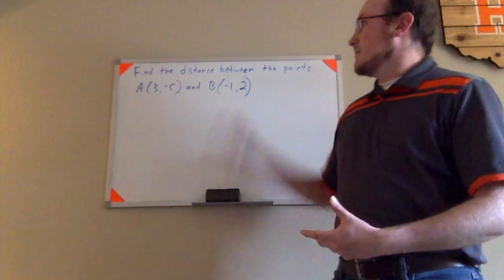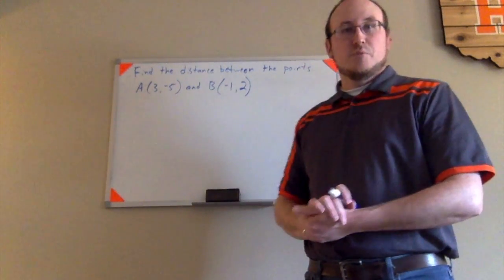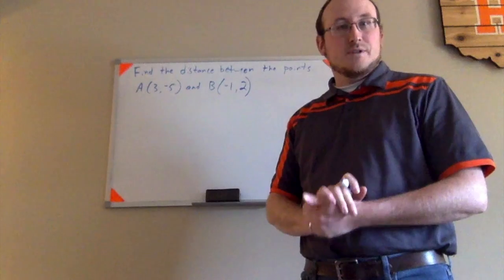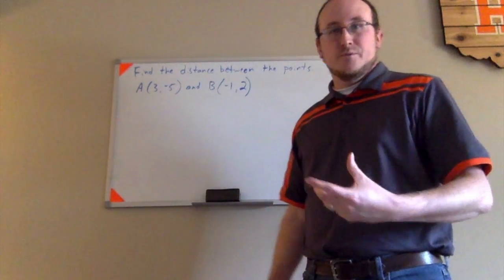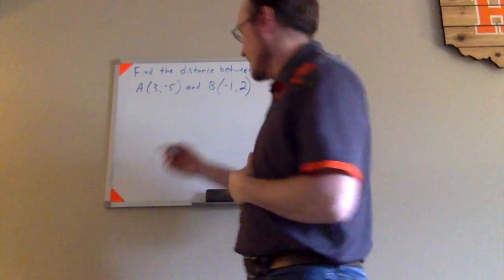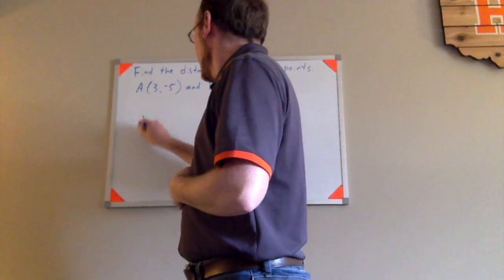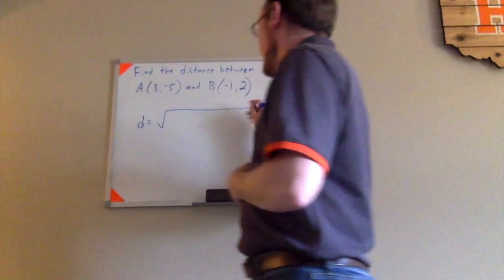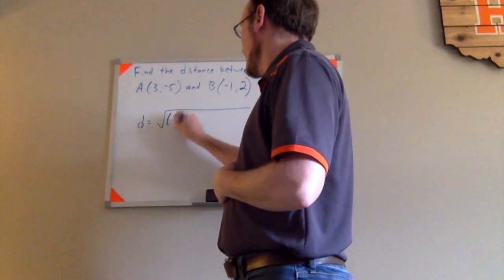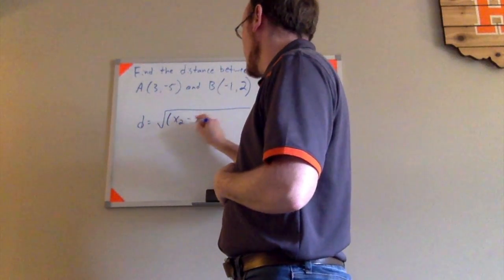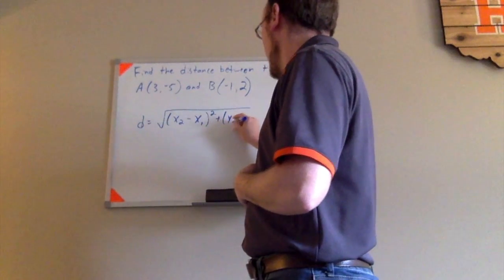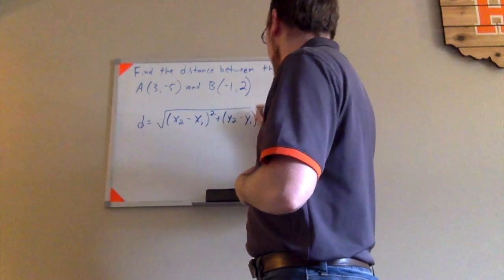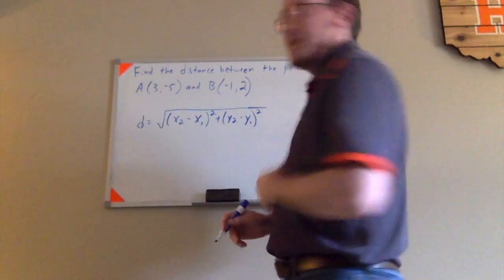Let's take a look at a problem that wants us to find the distance between 2 points. Point A has coordinates 3, -5, and point B has coordinates -1, 2. So let's recall our distance formula. D equals the square root of (x2 minus x1) squared plus (y2 minus y1) squared. So that's our distance formula.